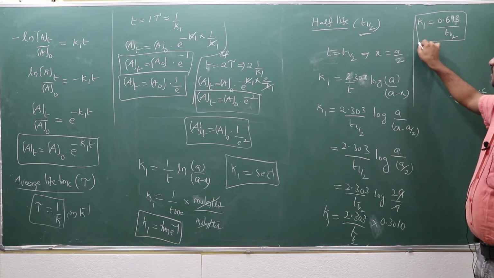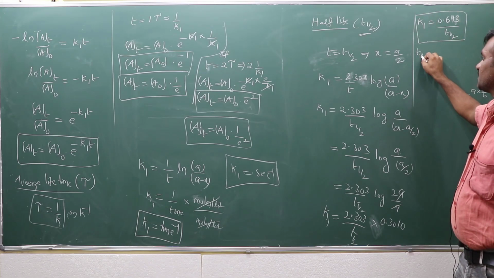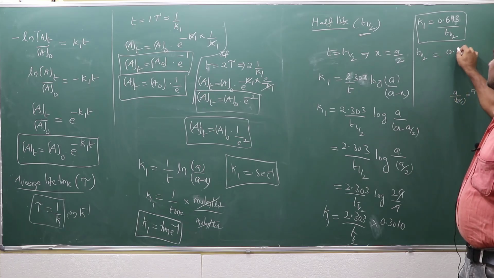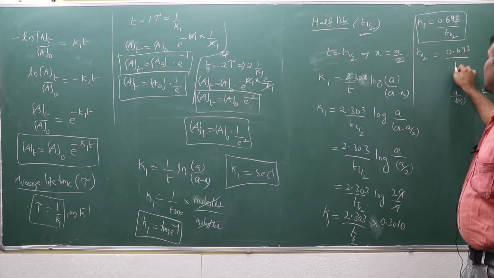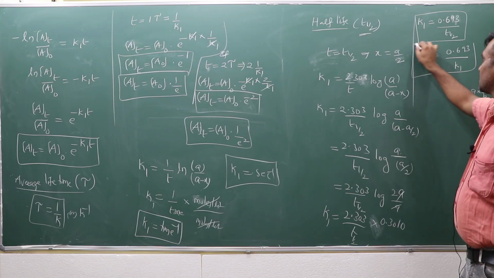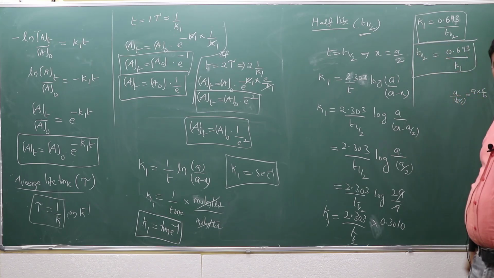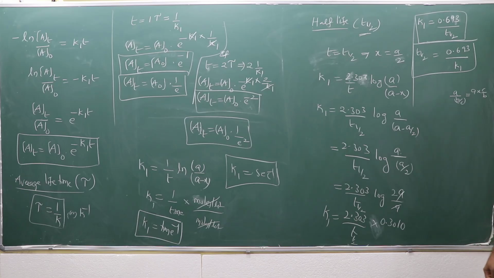Alright, this is one of the formulas. Then T half is equal to what? 0.693 by K1, the first order rate constant. This is half-life time. T half is equal to 0.693 by K1, where K1 is the first order rate constant.